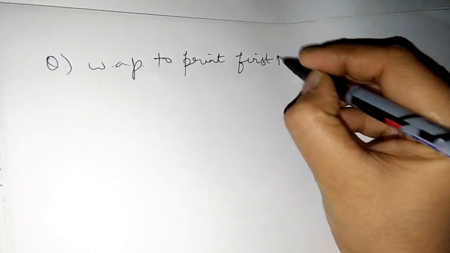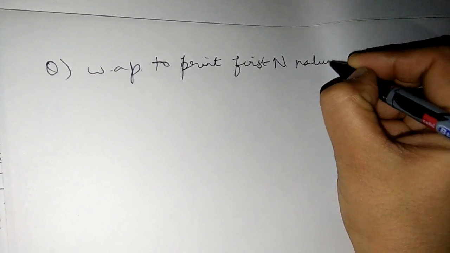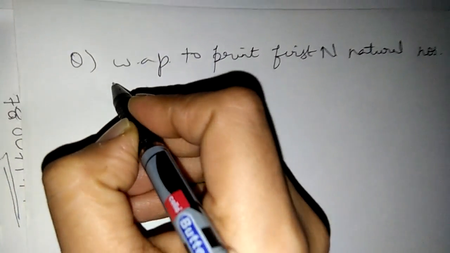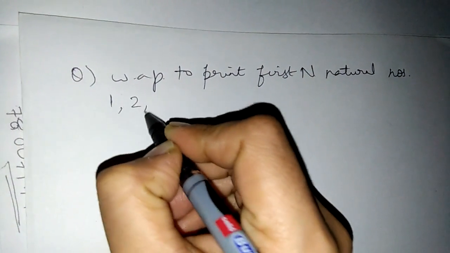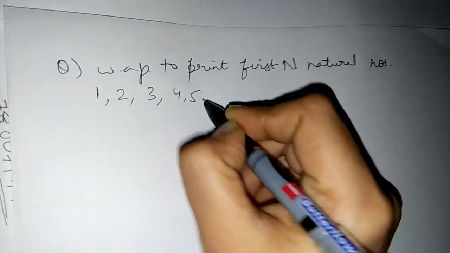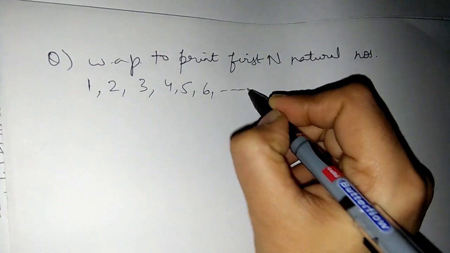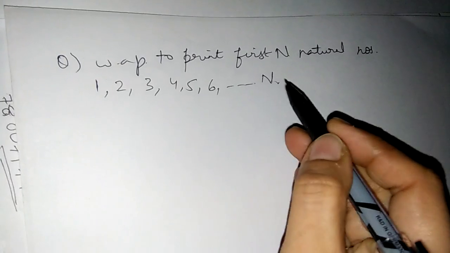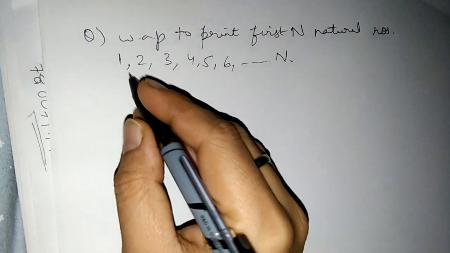Write a program to print first n natural numbers. Now for this program you should know what are natural numbers. Natural numbers are 1, 2, 3, 4, 5, means whatever numbers we know up to n. We want to print this either in the same line or in separate lines. Separate lines obviously.